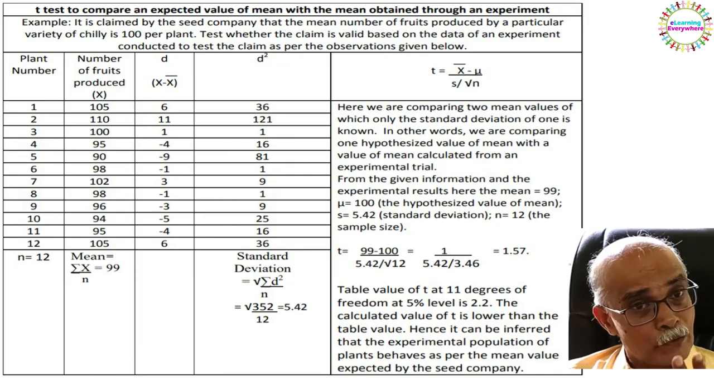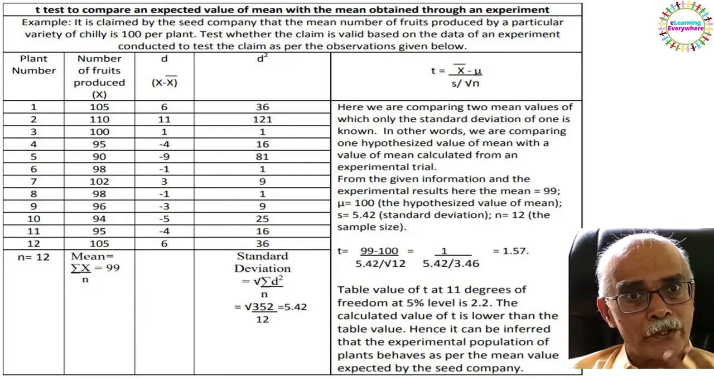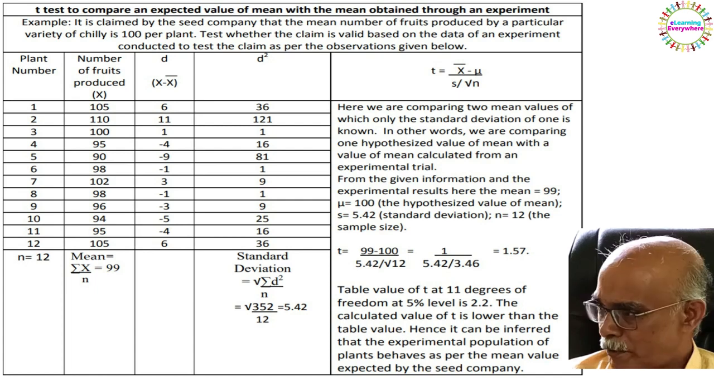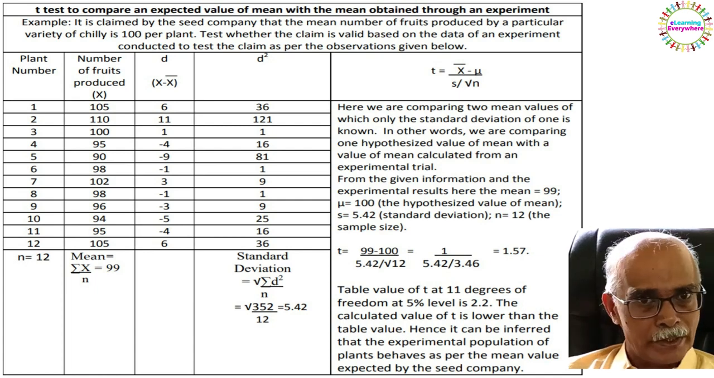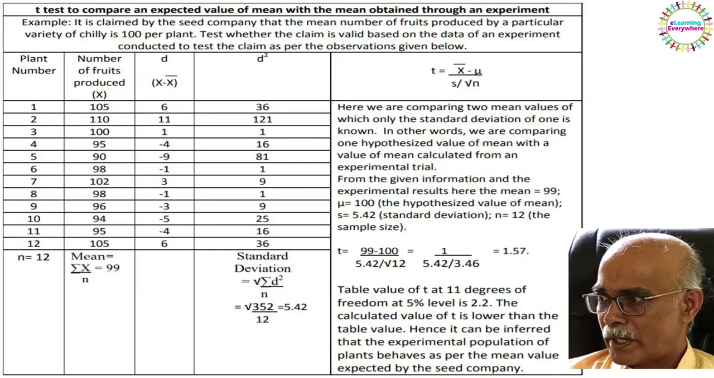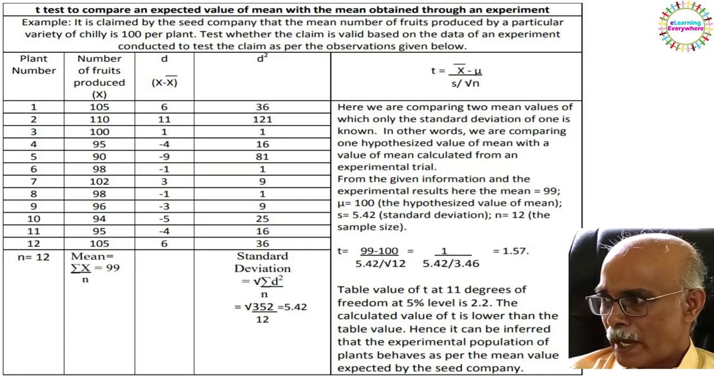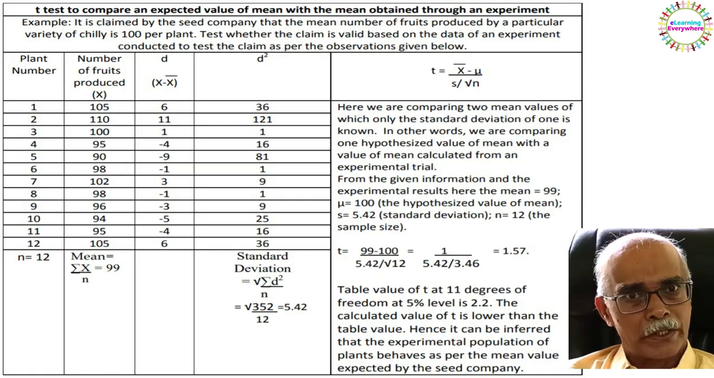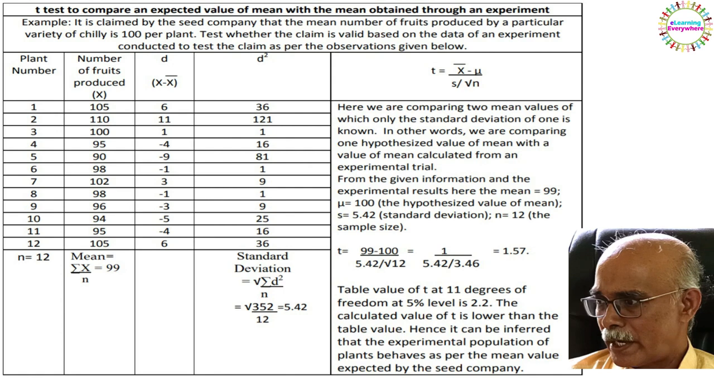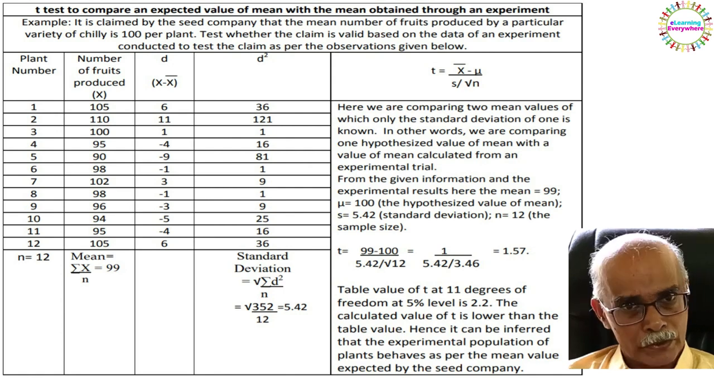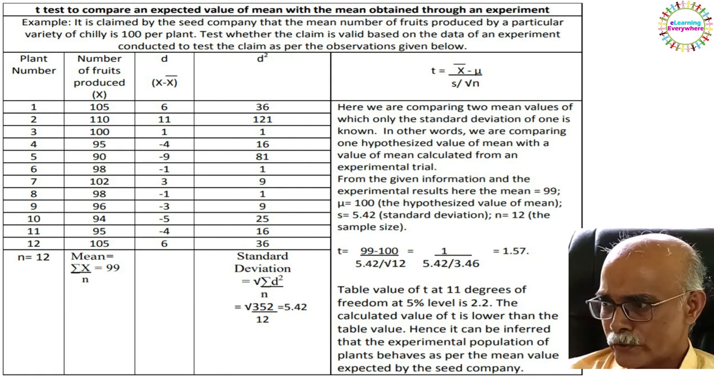x bar is the calculated mean, the mean which you are going to get after your experiment. Mu is the given value, the claim of the company. They have claimed that 100 is the mean number of fruits that are produced by this variety of chili. And s is the standard deviation that is going to be calculated, and n is the size of the sample. So you have taken 12 plants for the experiment.